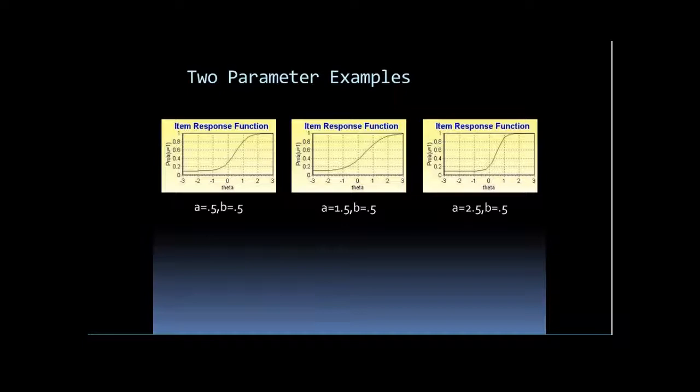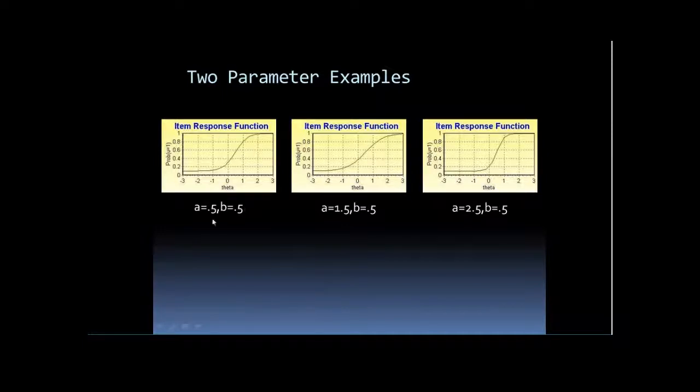So here are some graphs. These are the item response theory curves for the two-parameter model. Can you all see the arrow on the screen? Not my screen, your screen. Great. Okay.